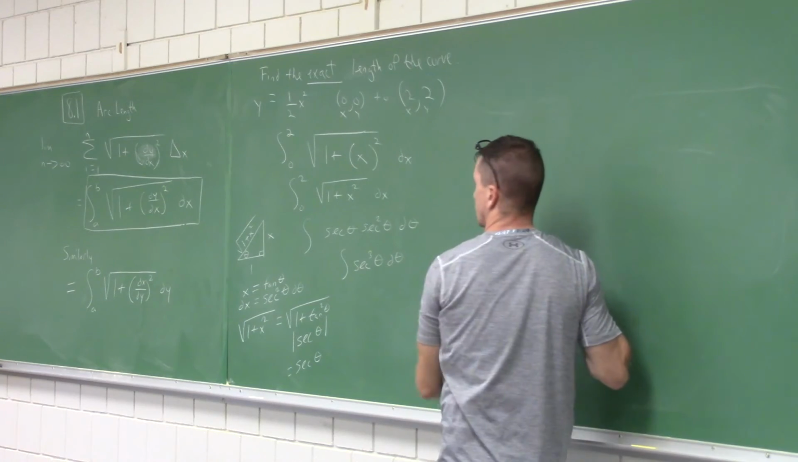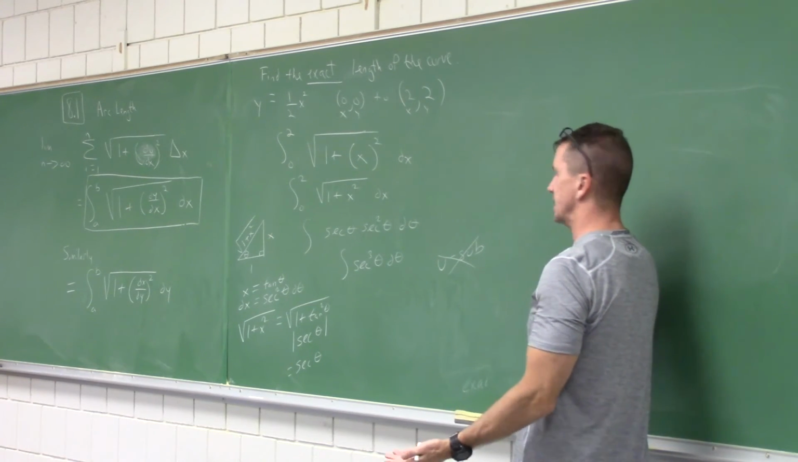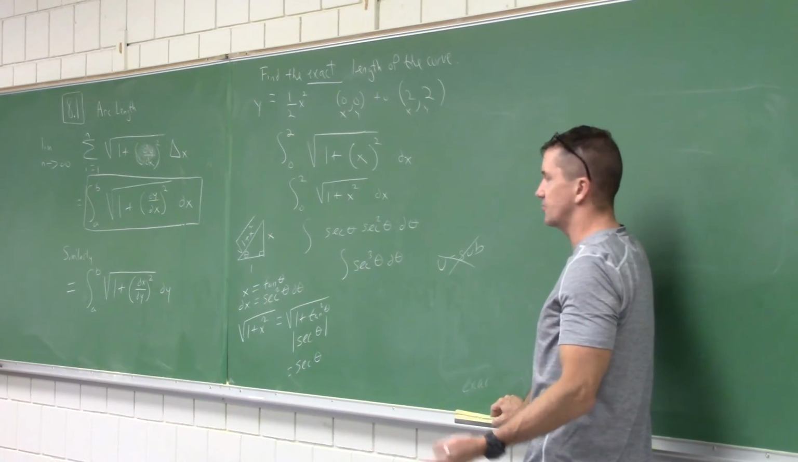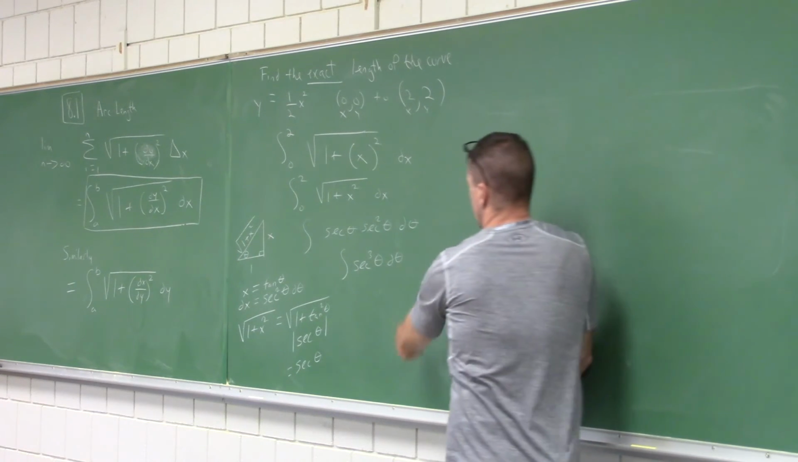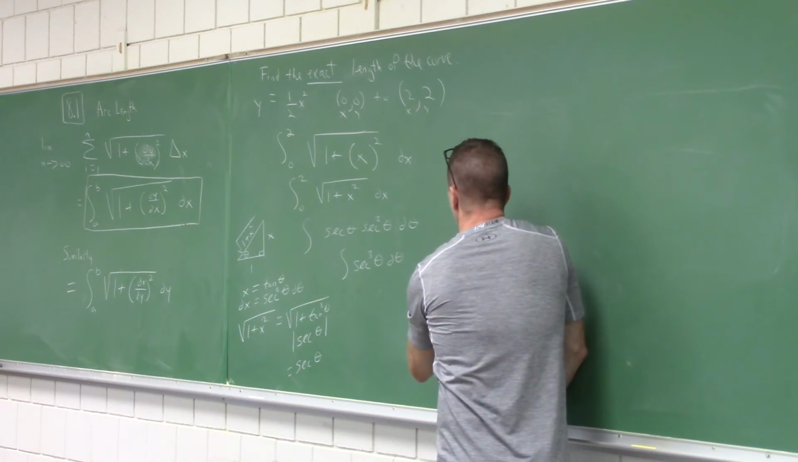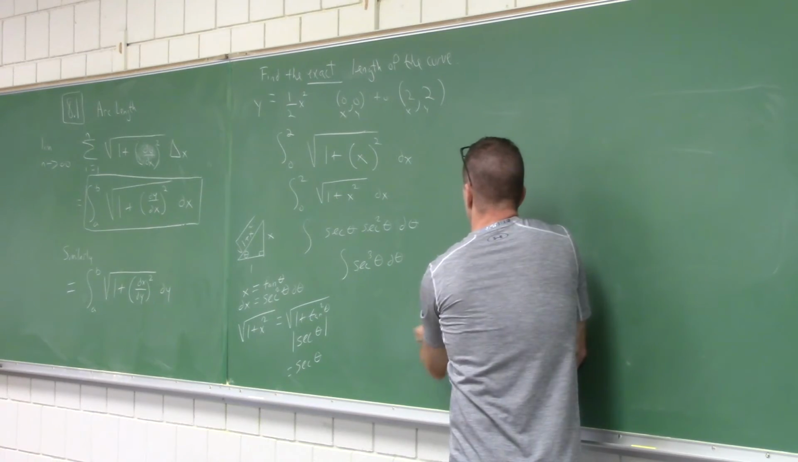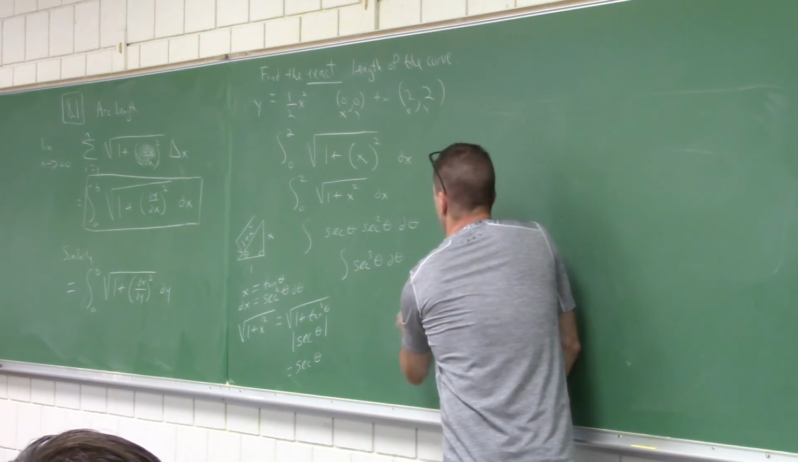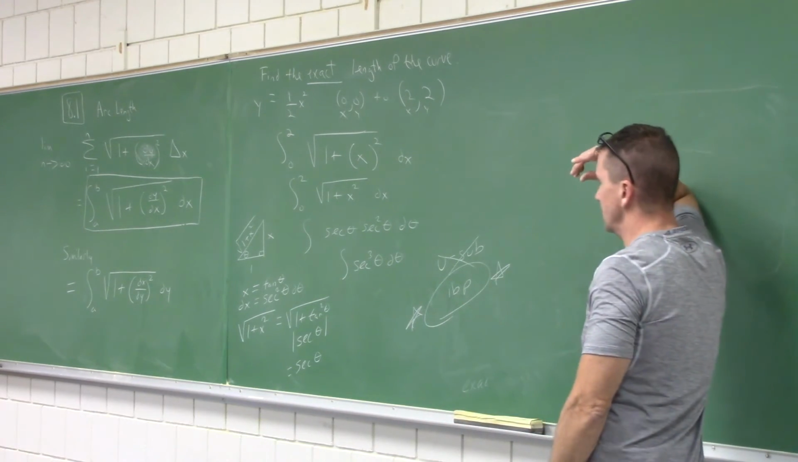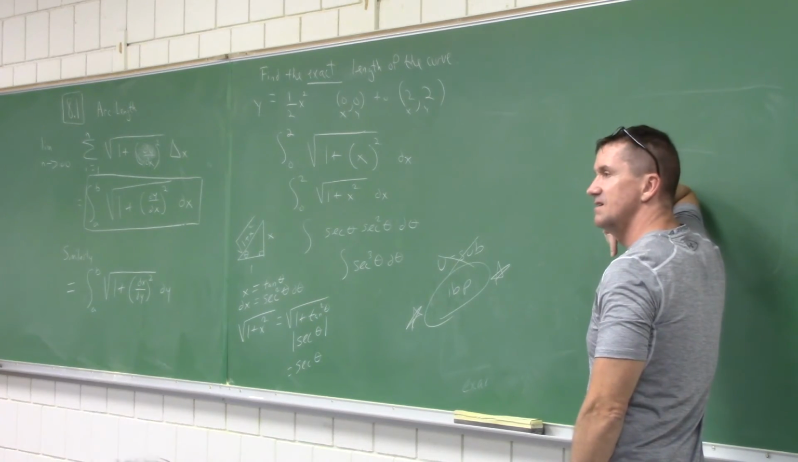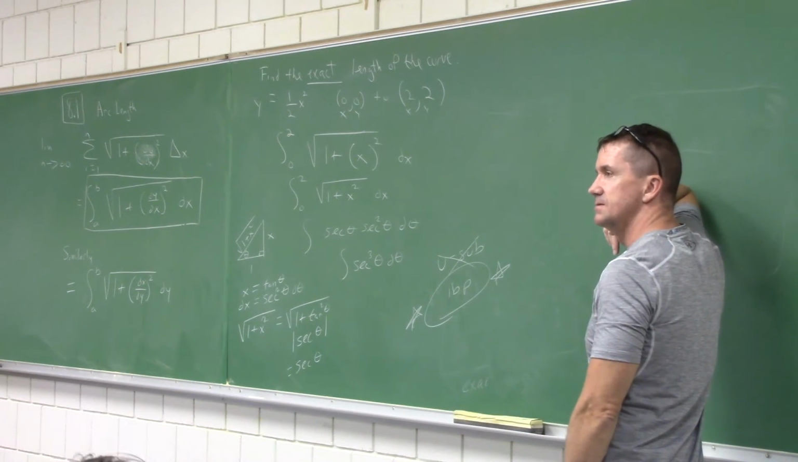U substitution is not going to work, because u would equal secant theta, and the derivative is secant tangent. I don't see a tangent there. But how about this? Let's give this a shot. We're trying to integrate secant cubed theta. Let's try integration by parts.